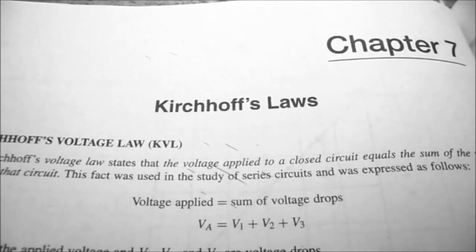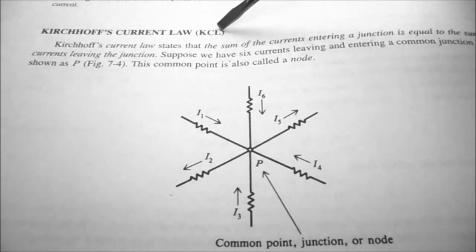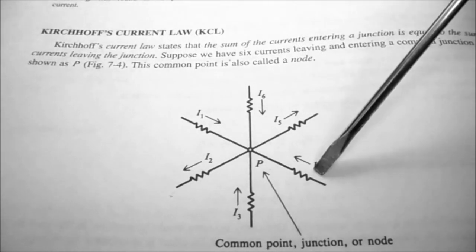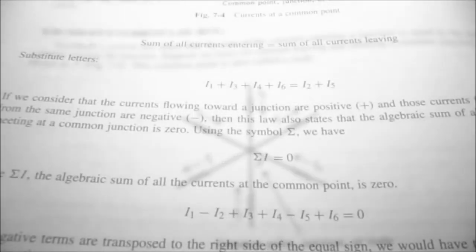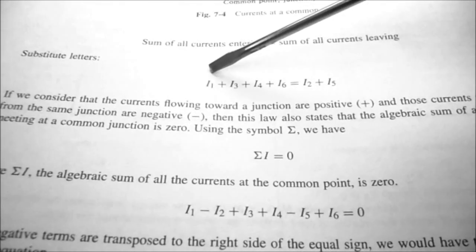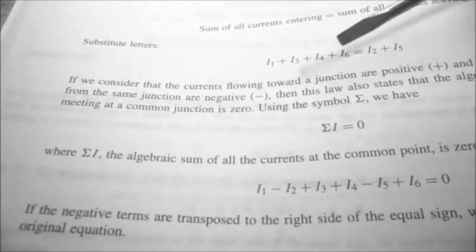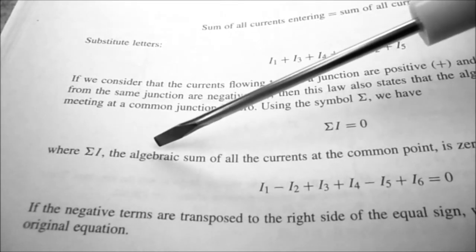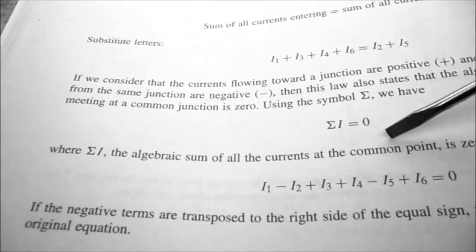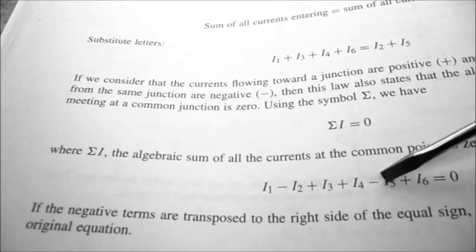So in chapter 7 they give us Kirchhoff's laws, and we're interested in Kirchhoff's current law, or KCL. It says the sum of the currents entering a point has to equal the sum of the currents exiting. And in the example, you can see that they've added some currents, and that has to equal the currents exiting the circuit. And they show you the sum of all the currents has to equal 0, where the sum of I, the algebraic sum of all the currents at the common point, is 0. So we have some positive and some negative currents, and they'll all add up to 0.